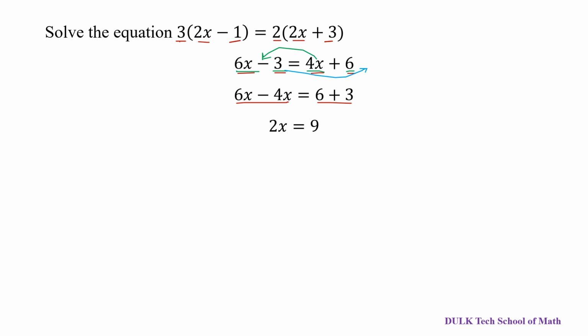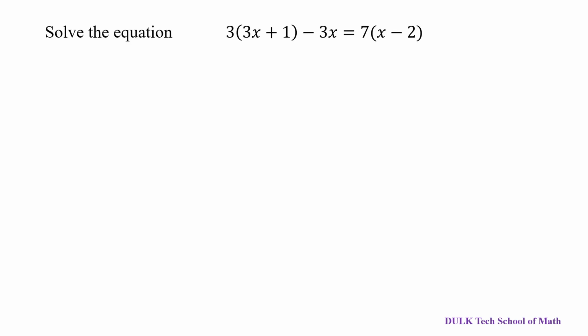Right, now that we have a single term on the left hand side and a single term on the right hand side, we can now divide both sides by the coefficient of the unknown, and in this case the coefficient of the unknown is 2. So we are going to divide both sides by 2. Then 2 into 2, 1. 2 into 9, it is 4 and a half, as simple as this. So our answer is x is equal to 4 and a half, like this. Right, let's move on to our next example, the third example.